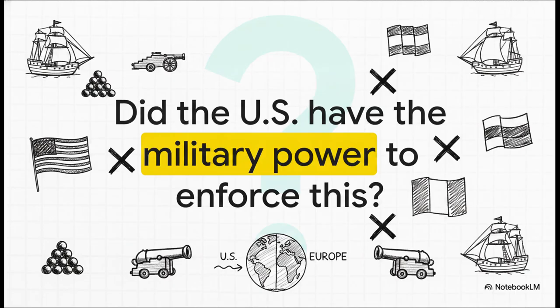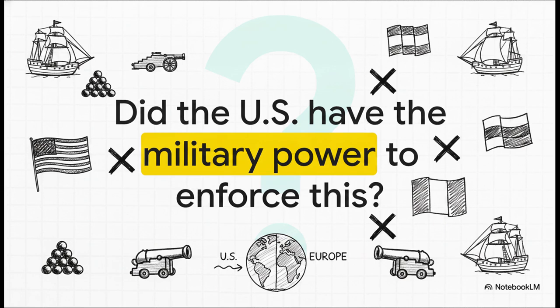Okay, this is where our history lesson gets a much-needed reality check. A bold declaration is really just empty words on a piece of paper unless you actually have the strength to back it up, right? So, wait, did the U.S. actually have the military power to enforce this? The country was literally just a few decades old. They had a small army, a tiny navy.